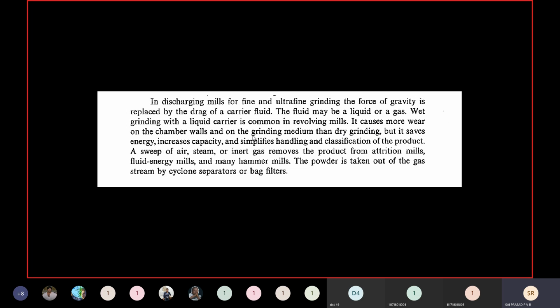It causes more wear on the chamber walls and the grinding medium than dry grinding, but it saves energy because we are picking up the solid particles from the gaps of the grinding medium and bringing them to the vicinity of crushing. Thus, energy is saved and capacity increases. We can accommodate a larger amount of solid particles. It simplifies handling. Yes, why does it simplify? Because our process of size reduction is successful. We are able to get the desired size.